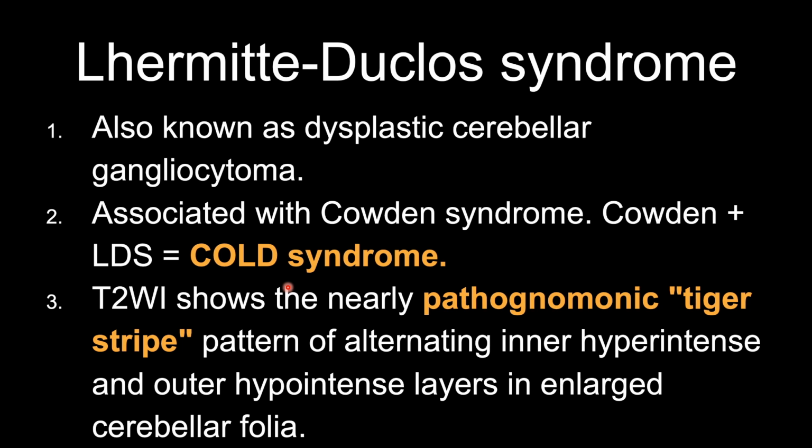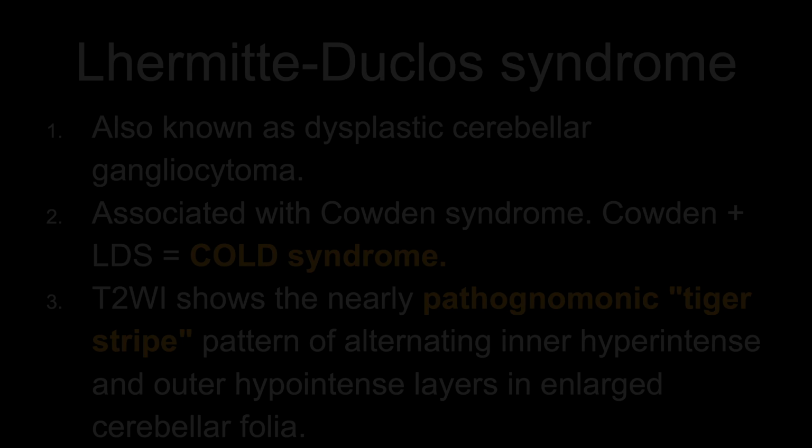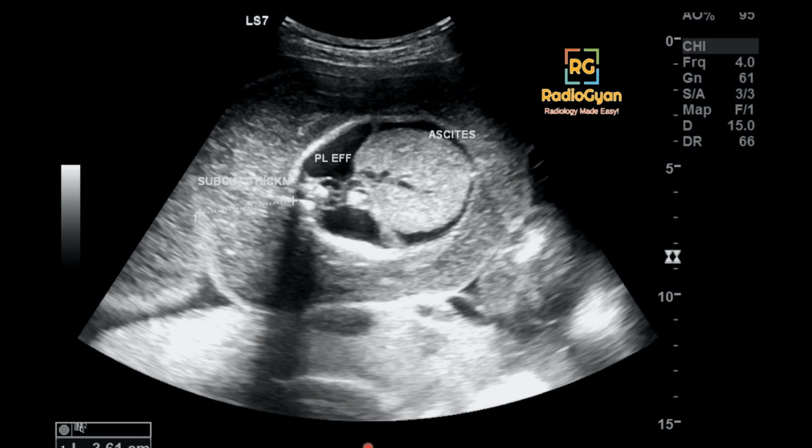T2 weighted images, as I showed you previously, show a tiger stripe pattern of alternating inner hyperintense and outer hypointense layers of enlarged cerebellar folia. So moving on to the next case, this is a transverse scan in an antenatal ultrasound. Again, in a single image it's difficult, so I'll just try to point out.